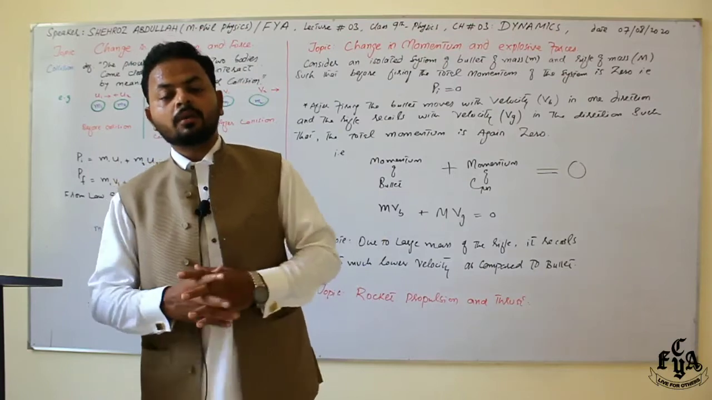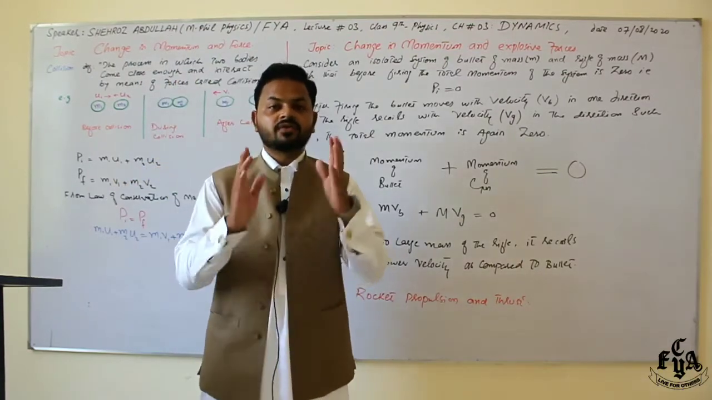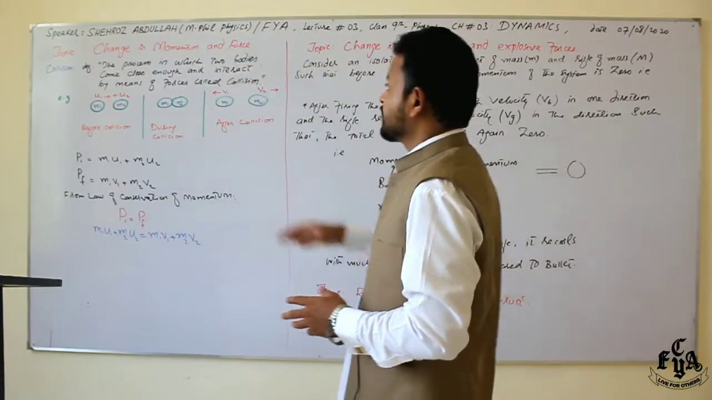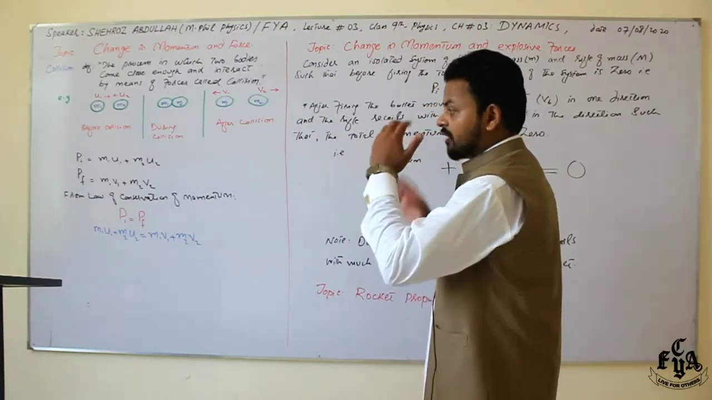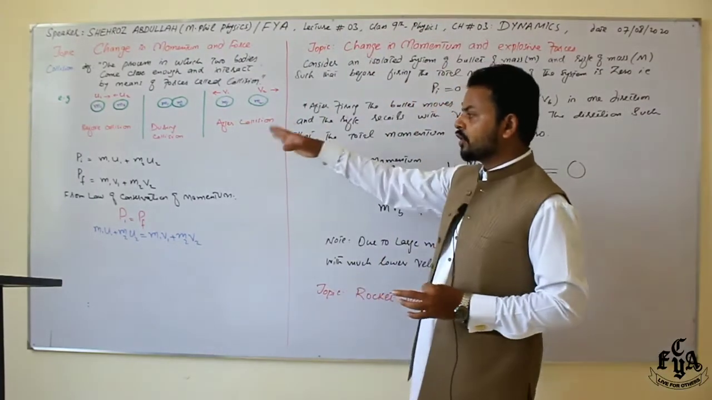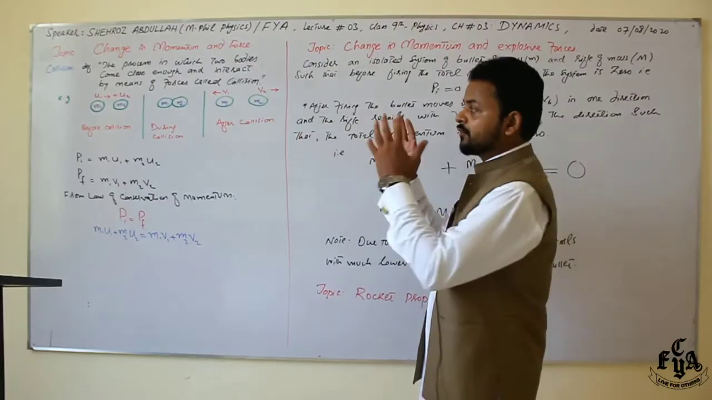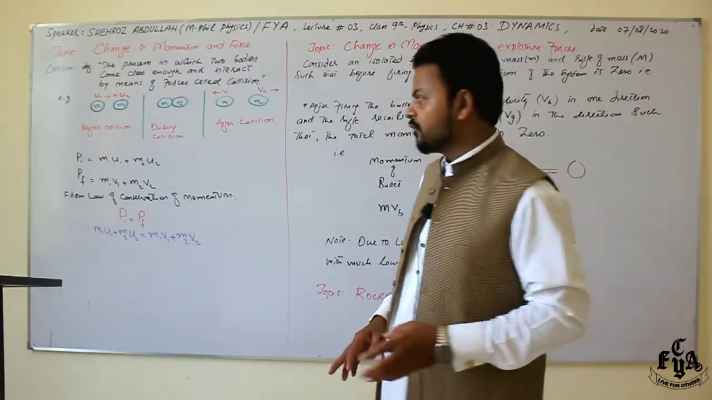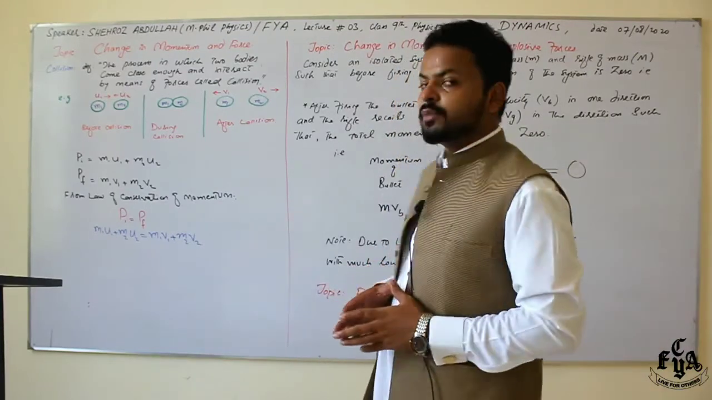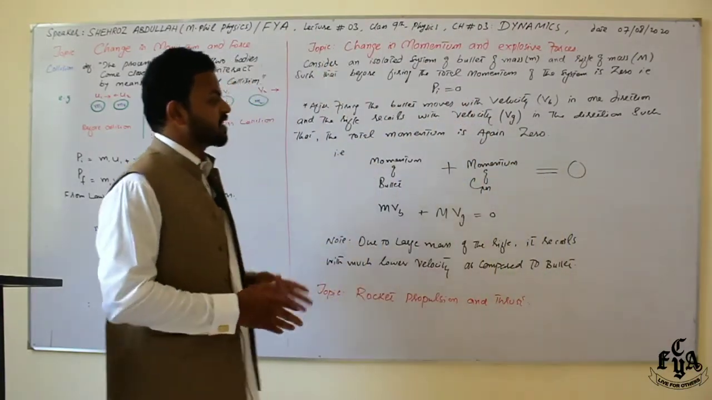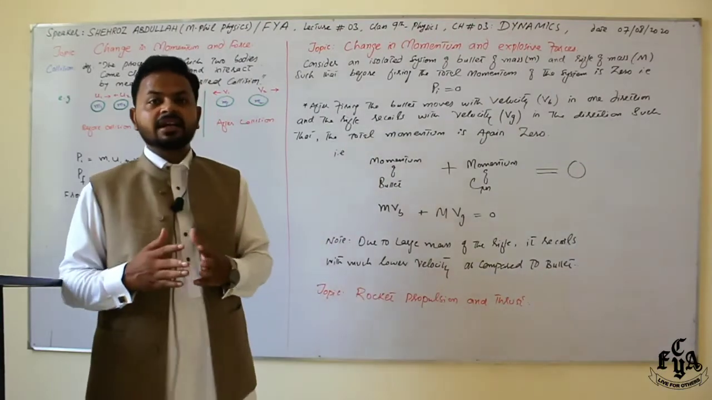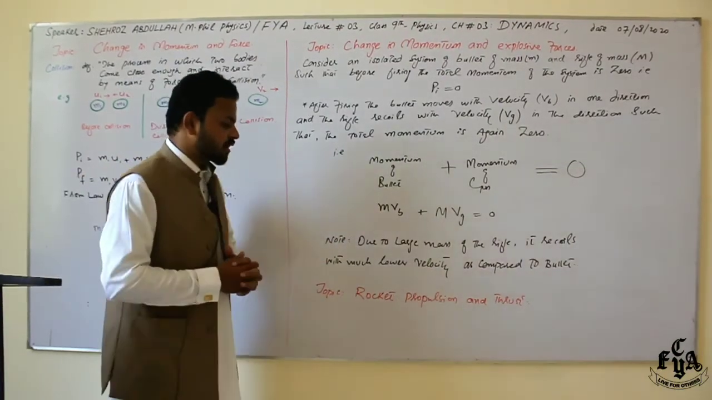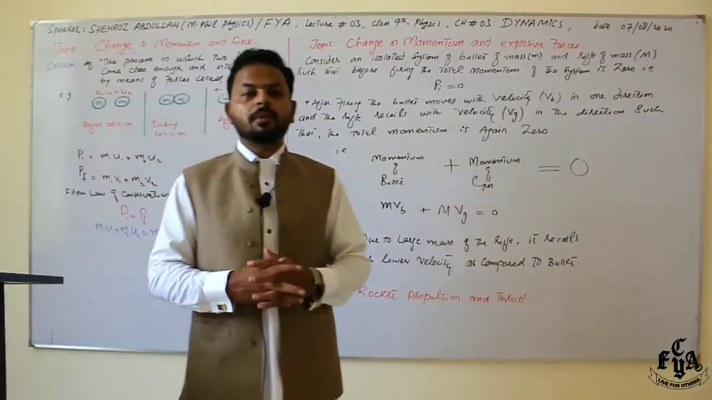So this was all about today's lecture. Let me summarize today's work. We have discussed change in momentum and force. We have proved that the momentum before collision and after collision was the same because of the law of conservation of momentum. Then we moved towards change in momentum and explosive forces, and discussed the bullet and gun example. Lastly, we discussed rocket propulsion and thrust.